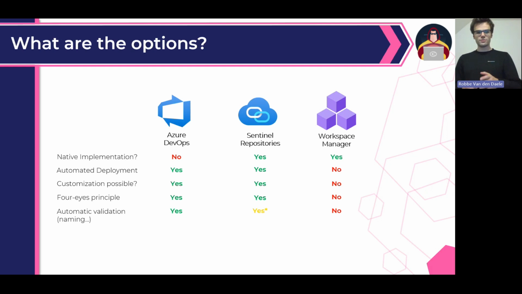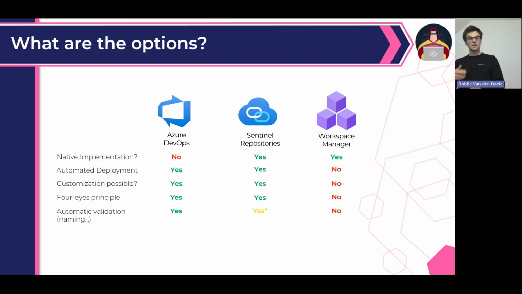So if we take it a step further, Robbe already touched upon that we have three different options to do automated deployment. First of all, we have Azure DevOps. Azure DevOps is the one which has already been there. We use Azure DevOps as an example, but it could be any CI/CD tool like GitHub or Bitbucket or whatever have you. Sentinel repositories is a native function. You could say it is Azure DevOps, but natively integrated. And in Workspace Manager, Robbe already touched upon it. It is a way to manage multiple workspaces without the overhead of a CI/CD pipeline.